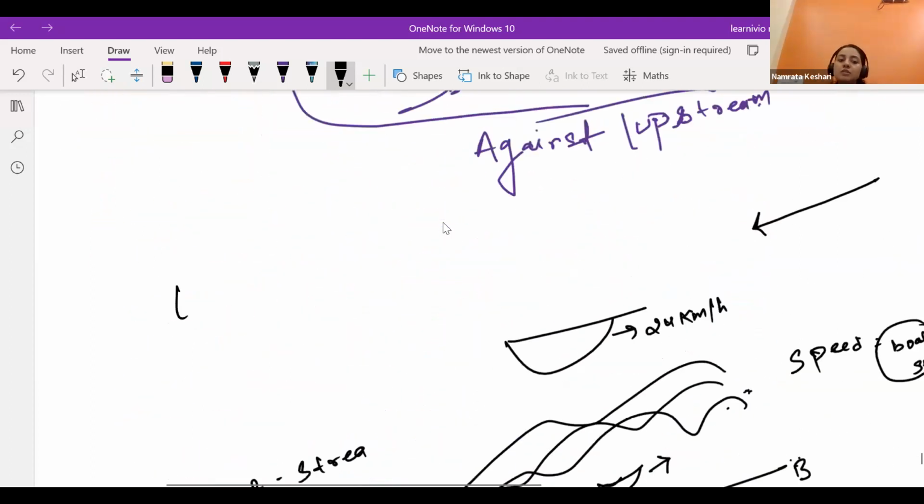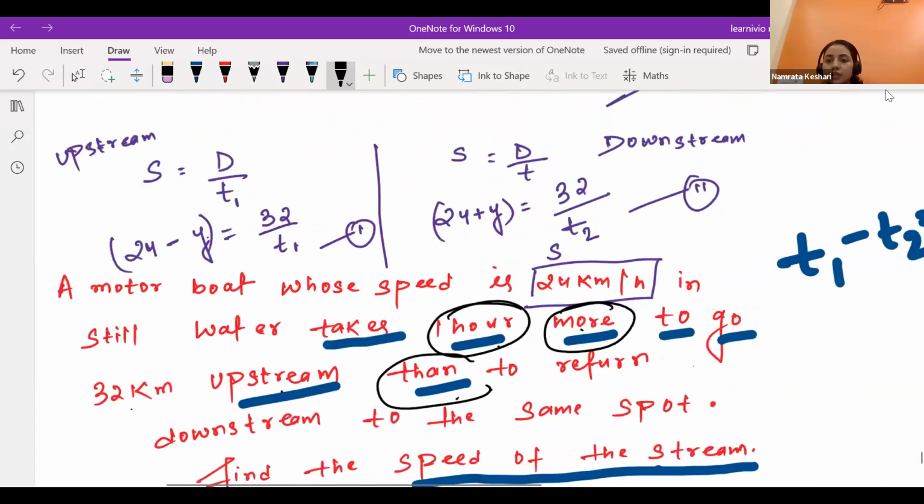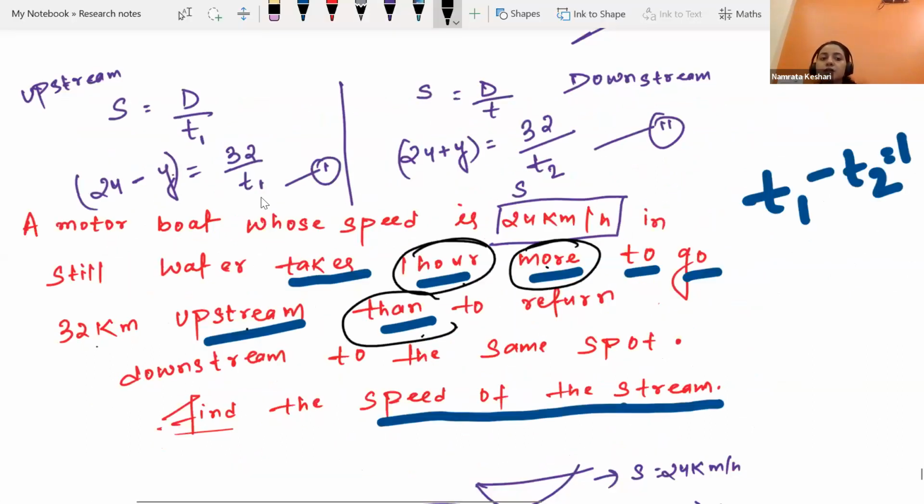That means T1, which I have written here, is the time the boat takes in upstream, minus T2. This is 1. If you are still confused whether T2 minus T1 is 1 or T1 minus T2 is 1, think about it. In the upstream case, speed is less because subtraction is there. Less speed means more time.